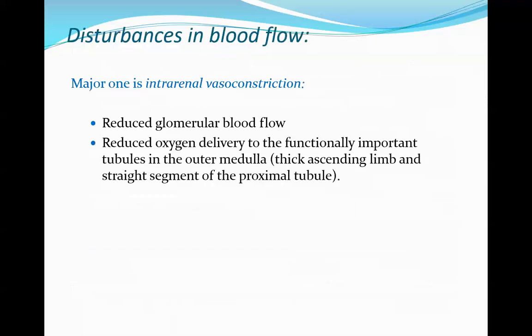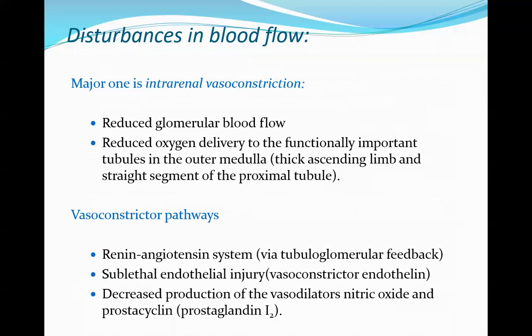Now, disturbance to the blood flow. The major one is intrarenal vasoconstriction, meaning reduced glomerular blood flow, number one. Reduced glomerular blood flow means reduced oxygen delivery to the functionally important tubules in the outer medulla, which are the thick ascending limb and the straight segment of the proximal tubules. And the vasoconstriction pathway is the renin-angiotensin system, which has been activated by tubulo-glomerular feedback. Number one. Number two, sublethal endothelial injury, which is caused by endothelin, which is secreted by endothelial cells.